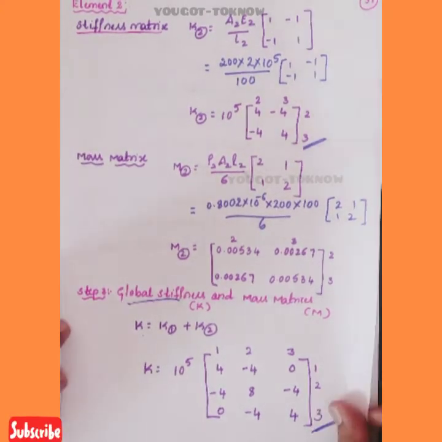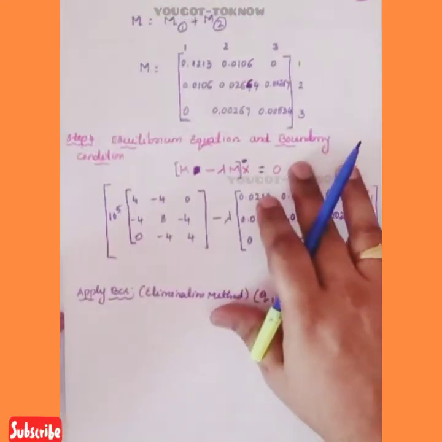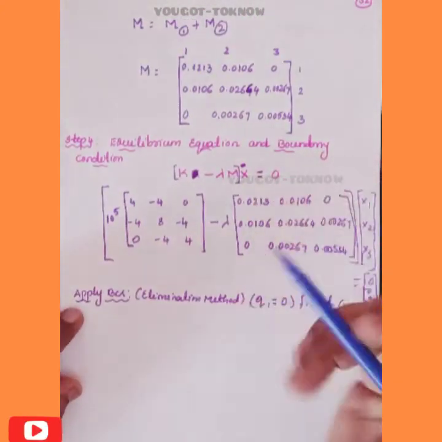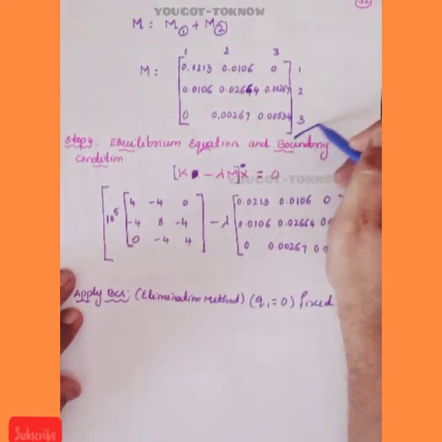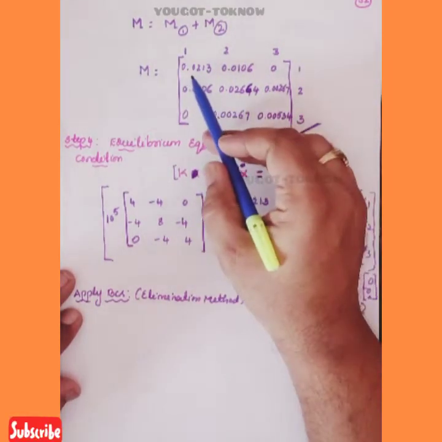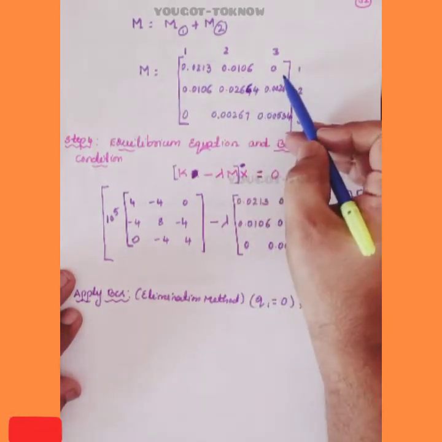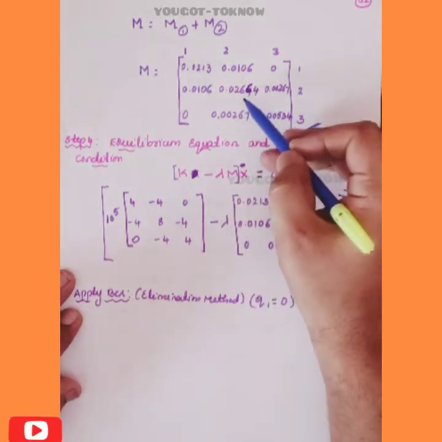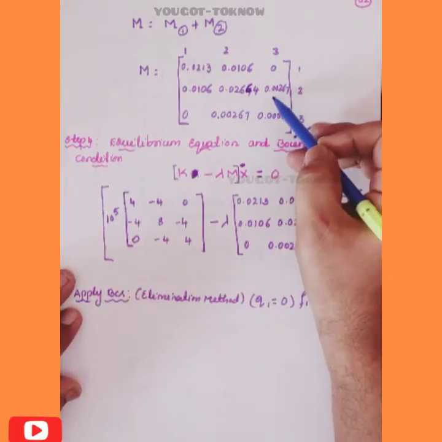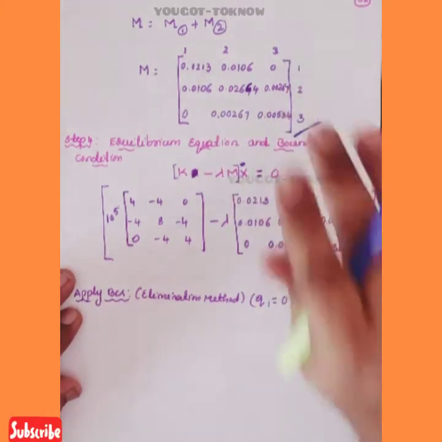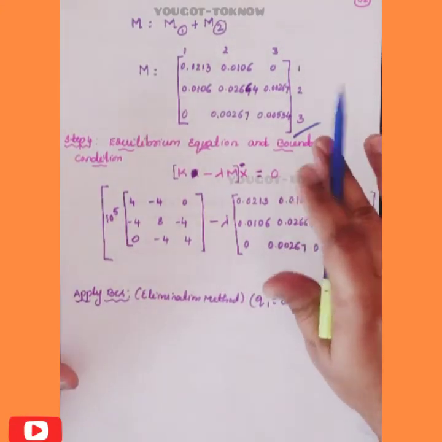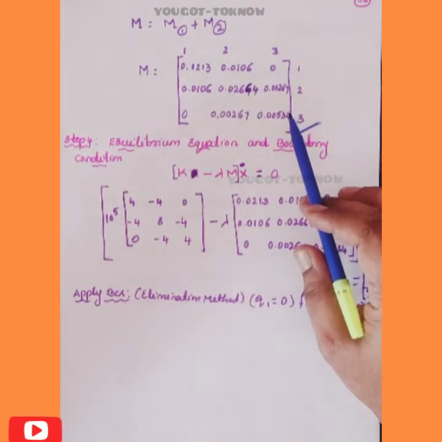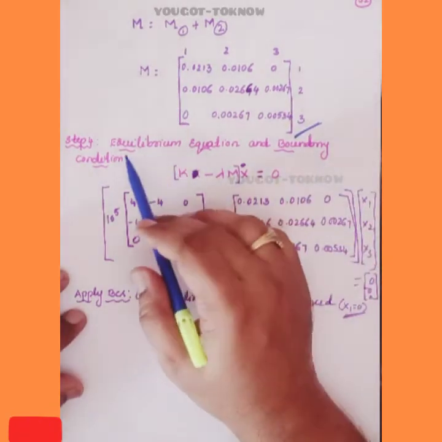Similarly, like the global stiffness matrix, you should calculate the mass matrix also. What is the mass matrix? M1 plus M2; repeat the same thing you did for your stiffness matrix. 0.0213, 0.0106, 0, 0.0106, 0.02664, then 0.00267. Repeat it, and you are going to get the global mass matrix. This is the initial step. That means K is calculated, M is calculated. Then what is your equilibrium equation?